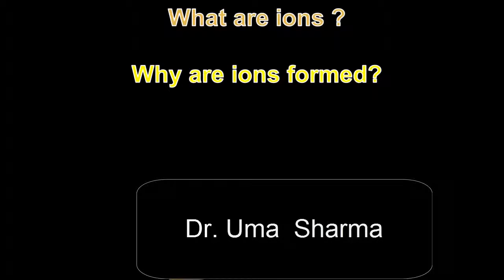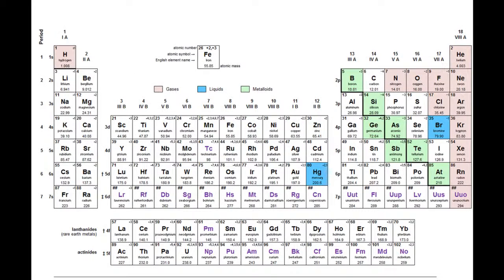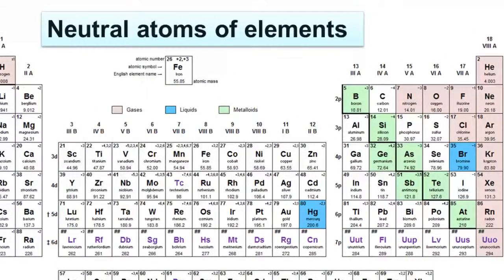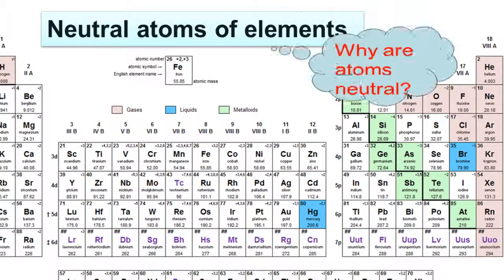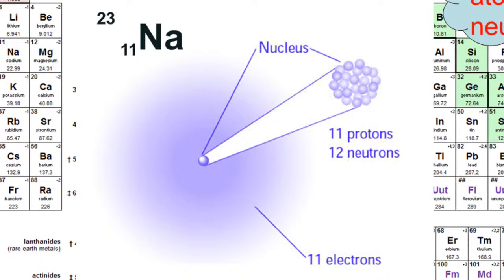In this video, we are going to learn about ions and why these ions are formed. This is the periodic table representing neutral atoms of the elements. Neutral atoms are atoms without any charges. But why are these atoms neutral? Let's see what is inside the atom.